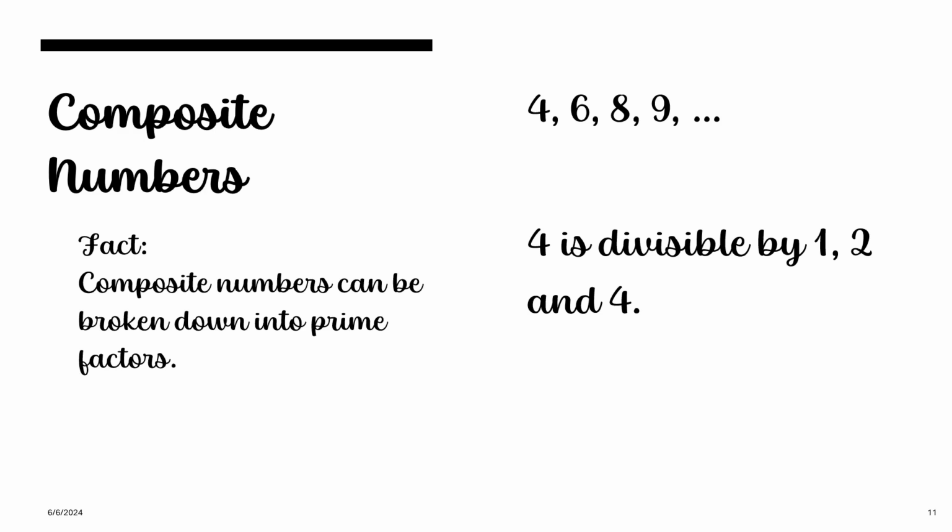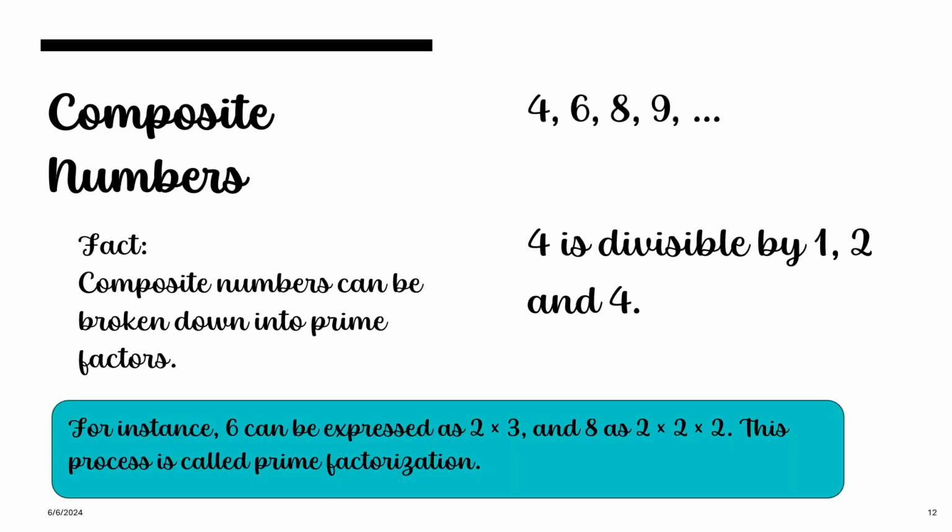Composite numbers can be broken down into factors of prime numbers. For instance, 6 can be expressed as 2 times 3, and 8 can be expressed as 2 multiplied by 2 multiplied by 2. This process is called prime factorization.